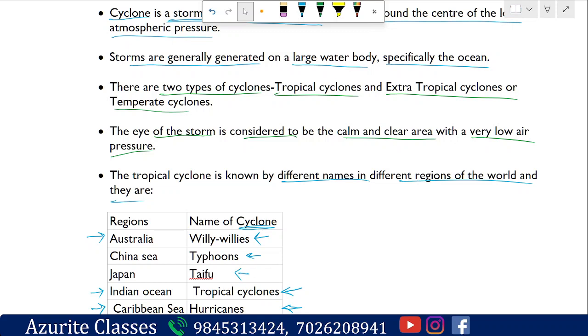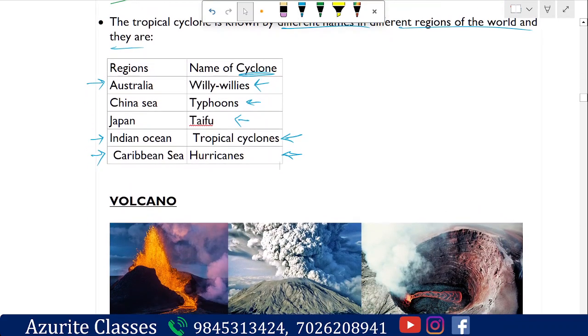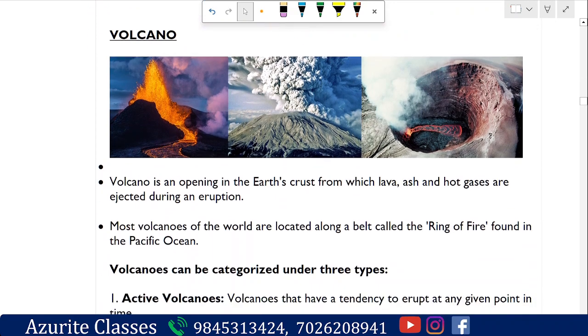Tropical cyclones. Caribbean Sea is a sea name. Where is it located? The Caribbean Sea is in the Atlantic Ocean, beta. It is near Mexico. Fine. So let's study about volcanoes.